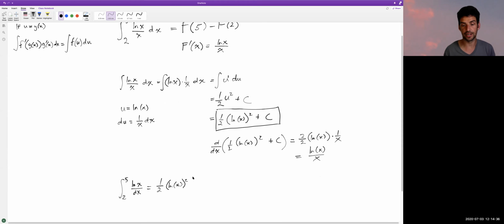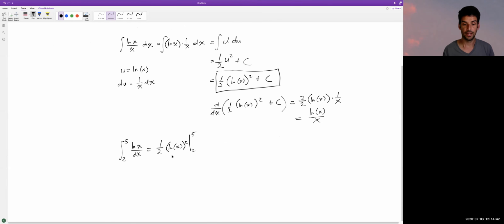I can ignore the constant since I'm actually evaluating this, and we just need to evaluate it from 2 to 5. We know it's an antiderivative because of what we just did up here. We found it using the substitution rule, and then of course we double checked that it was the antiderivative. And so this becomes 1/2 the natural log of 5 squared minus 1/2 the natural log of 2 squared.